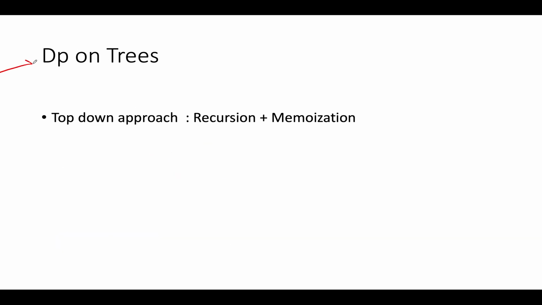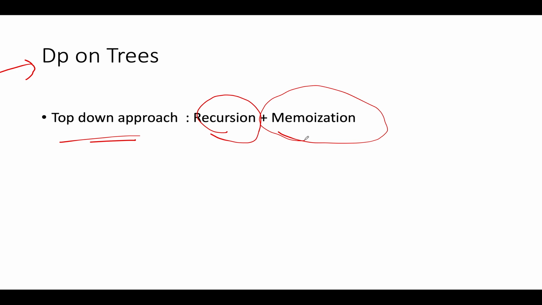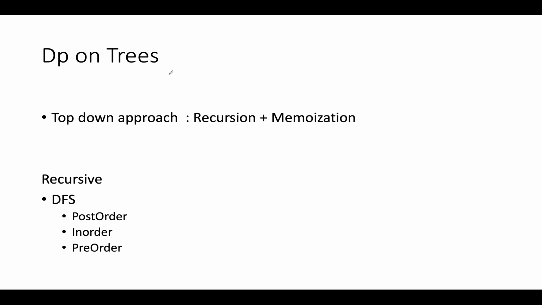Whenever you think that DP on trees would be applied to a question, that simply signifies that you need to go for the top-down approach. That simply means you will be using recursion, along with memoization. And when I say recursion on trees, what comes to your mind? It is very simple and straightforward: the post-order, in-order, and pre-order traversals.